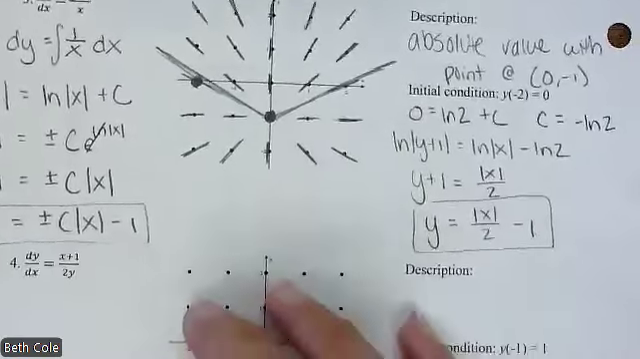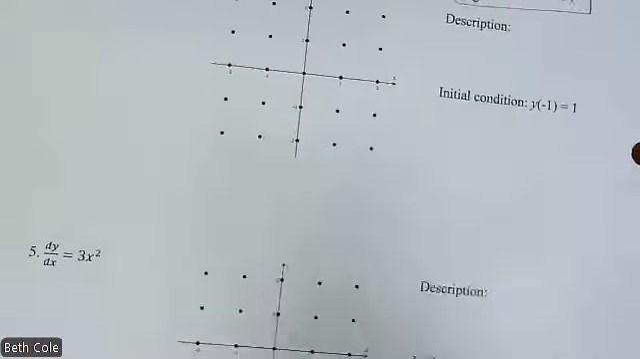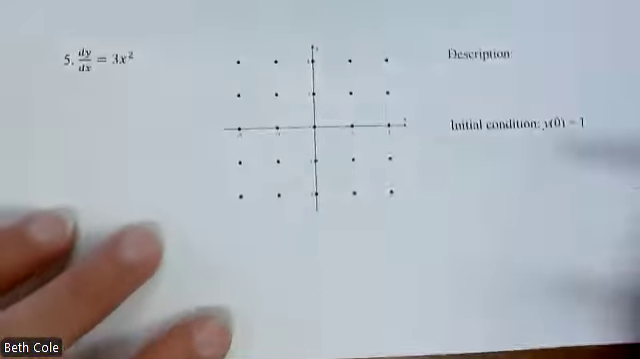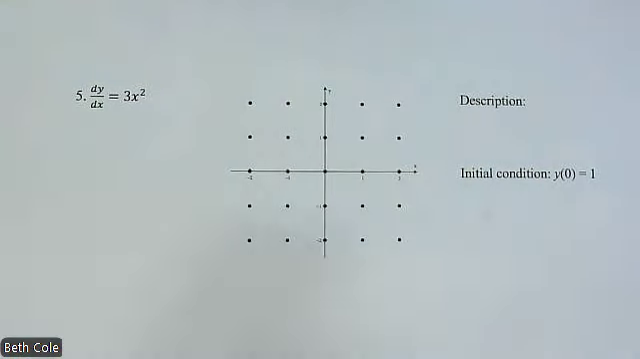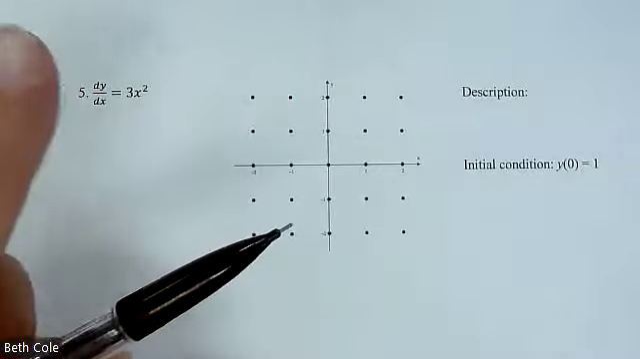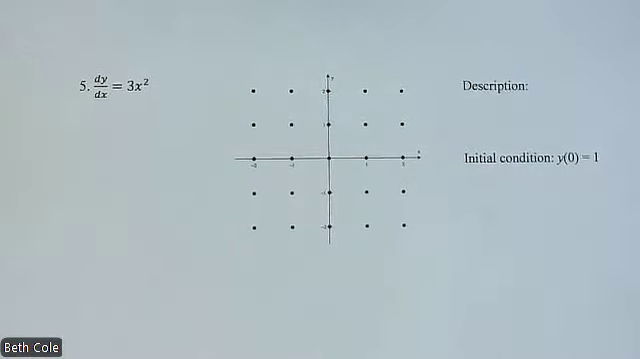I'm going to skip this one for time reasons because I think we've done enough of these, but I want you to try this one with your group and I'll walk around and talk to you and then we'll go over it together. So I'm going to pause the recording. I want you to try number 5 with your group. So do it in the order we did. Draw it first, then do the description, do the general solution, do the particular solution.